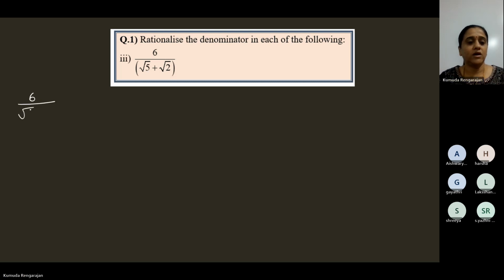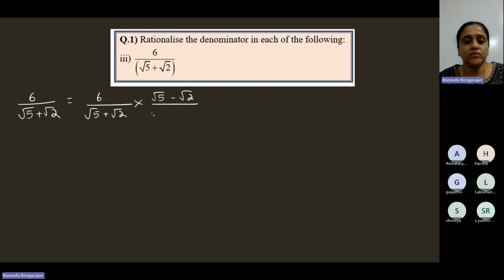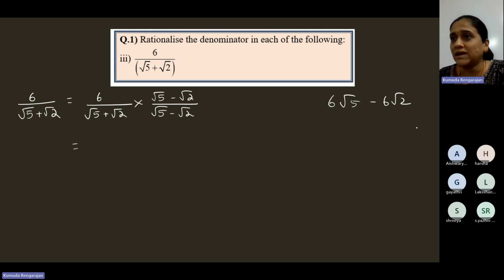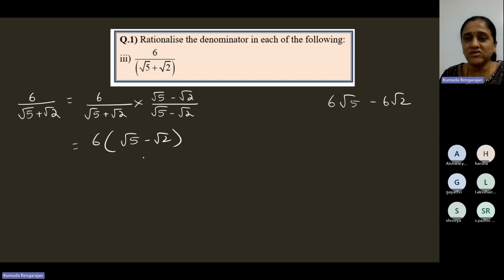So we have 6 by root 5 plus root 2. The conjugate of the denominator is root 5 minus root 2. So we multiply and divide by root 5 minus root 2, right? Now we'll have to multiply the numerators. An important thing: do not write 6 root 5 minus 6 root 2. Don't actually multiply them like this. Write it as 6 into root 5 minus root 2, in product form. Don't write the result as 6 root 5 minus 6 root 2.